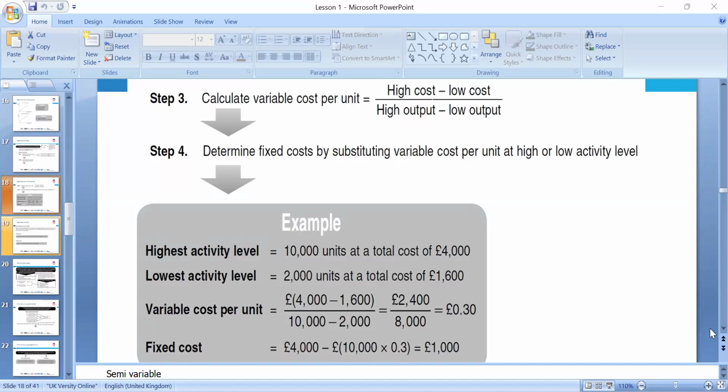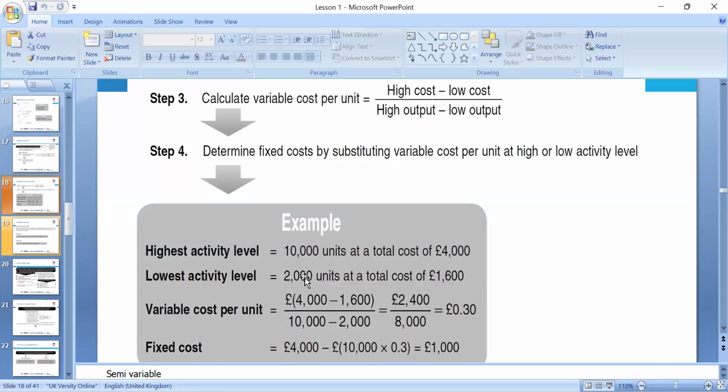So what is meant by fixed? Fixed means the cost stays the same. So 0.3 is your variable cost. If I'm producing 10,000 units in this case, 10,000 times 0.3 makes 3,000. My total cost was 4,000. 4,000 minus 3,000, which is the variable, what is left? 1,000. So 1,000 is a fixed cost.